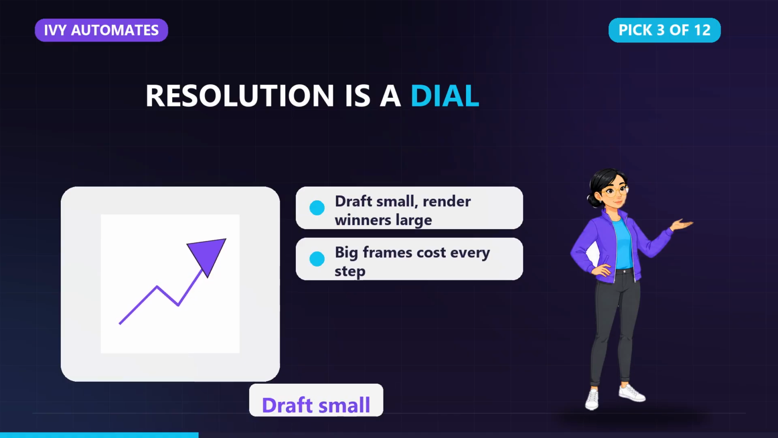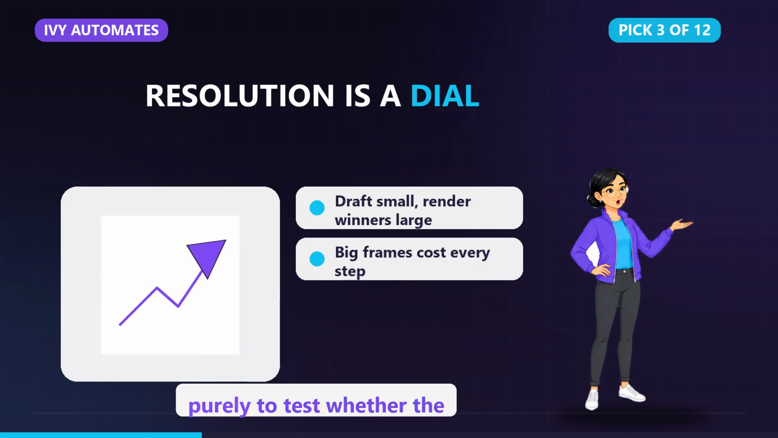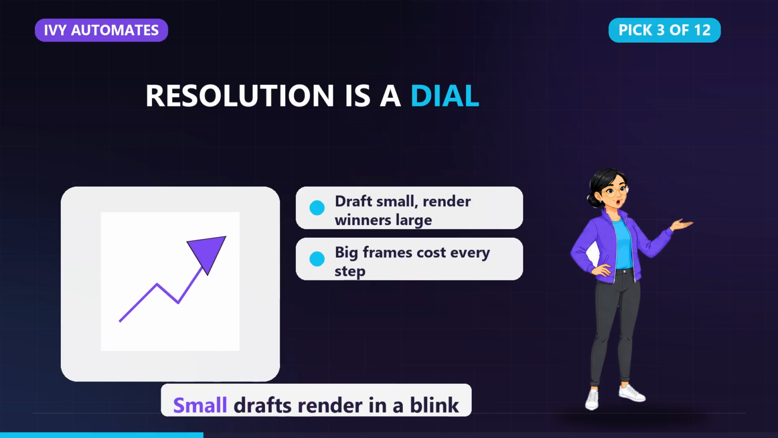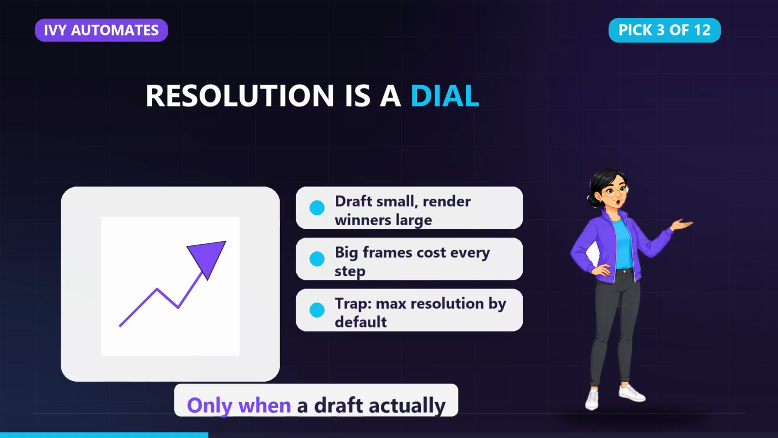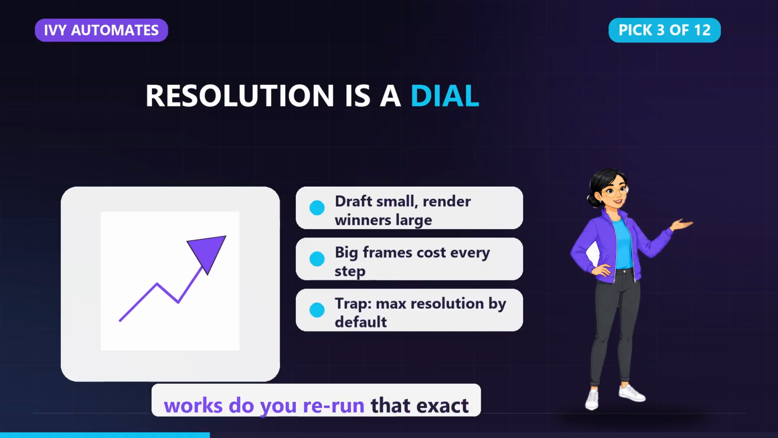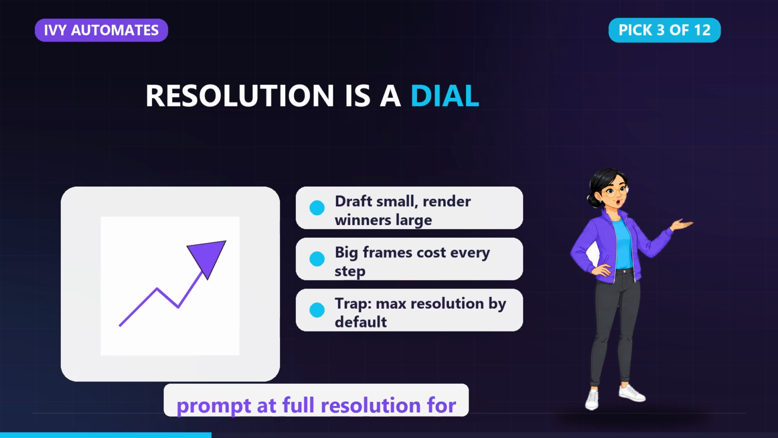Draft small. Generate at a low resolution first, purely to test whether the motion and the composition are right. Small drafts render in a blink, so you can try 10 ideas in the time one large render would take. Only when a draft actually works do you rerun that exact prompt at full resolution for the keeper.